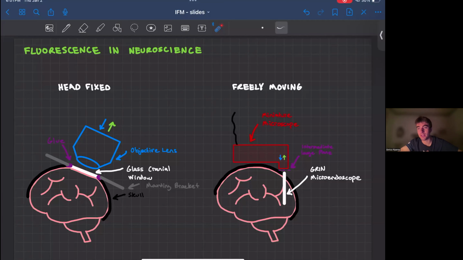Fluorescence is used in neuroscience to image neural activity. Historically, the most common type of organism used in neuroscience is the mouse. The mouse is used because it shares 80 to 90% of its genes with humans, and the brain structure and function are similar to that of humans.